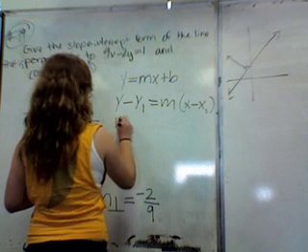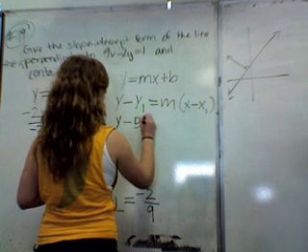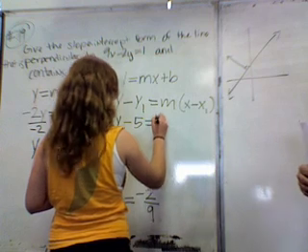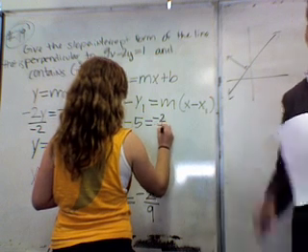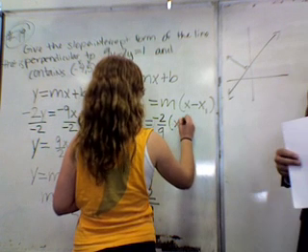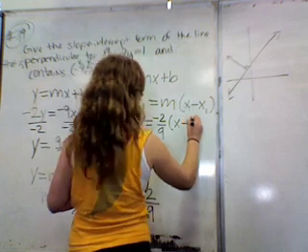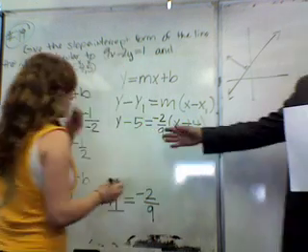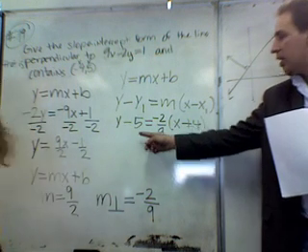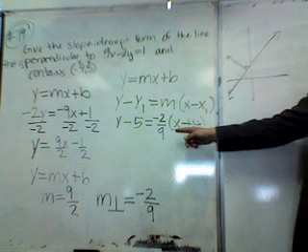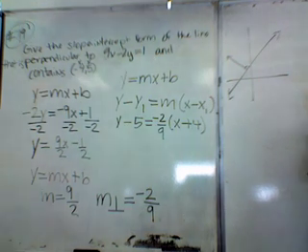So y minus 5 equals, now m is the slope of the perpendicular line. That's the trick with these questions, right? And it's going to be x plus 4. Good job. Look at that. y minus 5 equals -2/9 times (x plus 4).